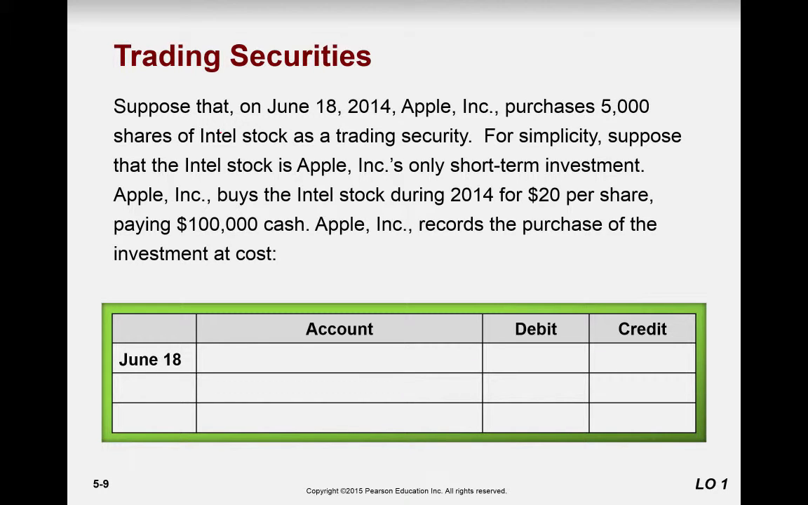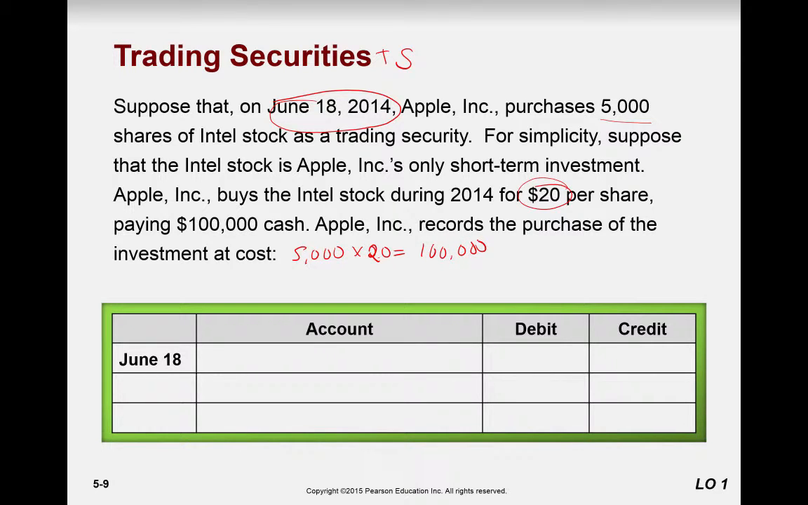So let's go through some examples and make sure we understand how to post journal entries. So the first one we're doing has to deal with trading securities. And so now we have that on June 18th, Apple purchases 5,000 shares of Intel stock as a trading security. Now, for simplicity, suppose that Intel stock is Apple Inc.'s only short-term investment. So Apple buys the Intel stock during 2014 for $20 per share, so they're paying $100,000. So basically, we're taking our 5,000 shares times $20, and then we get $100,000.